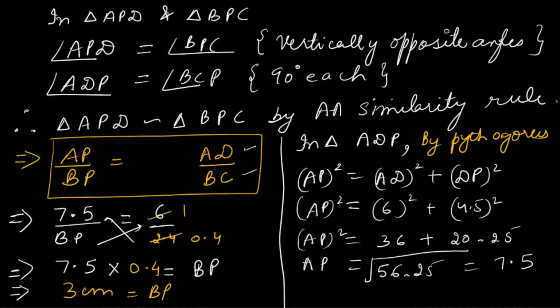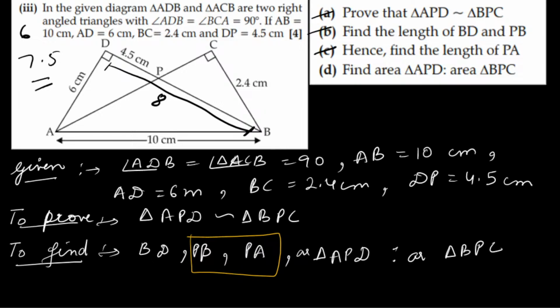Like Yatin has mentioned, we know ABD is a right angle triangle and the hypotenuse is 10 centimeter. So it's understood that the perpendicular should be 8 as per the Pythagorean triplets. So 8, 6 and 10. So it should be 8. But what we are getting here is 7.5. So that means some mistake is there in BP's value.